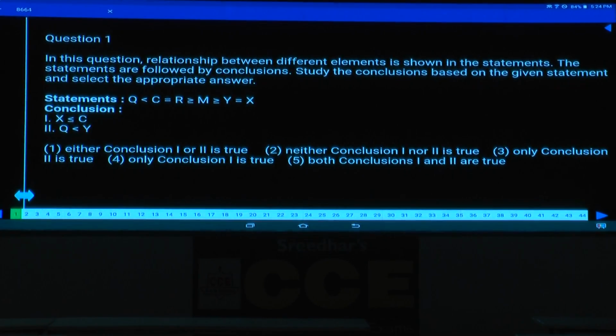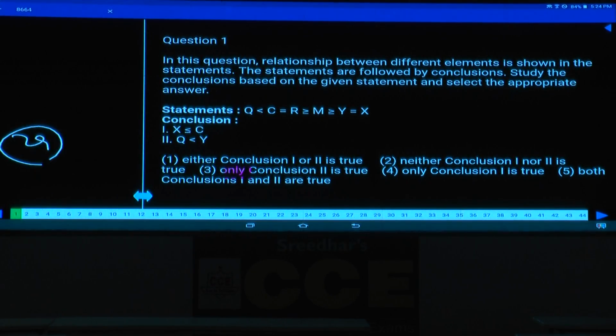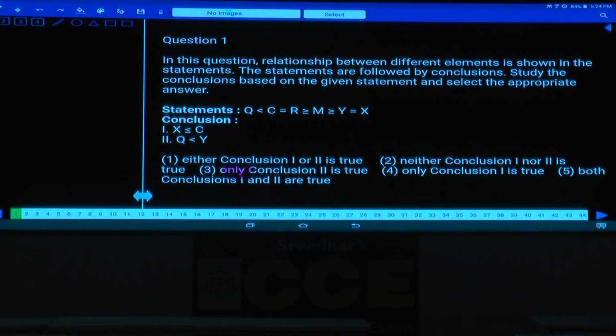Paper number 29, RRB PO Mains, question numbers 1 to 6. These 6 questions are based on coded inequalities, isn't it? Coded inequalities. Next one. Shall I explain this one, question numbers 1 to 6?